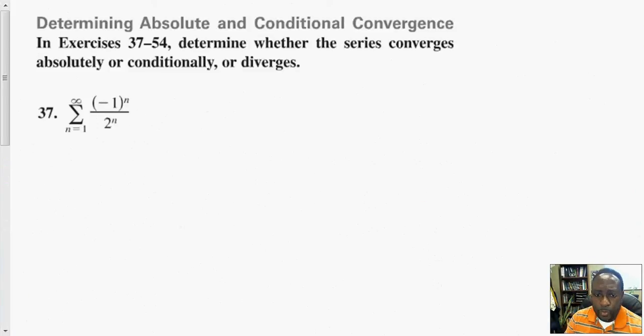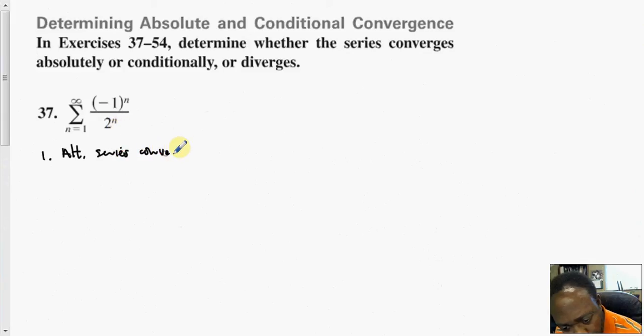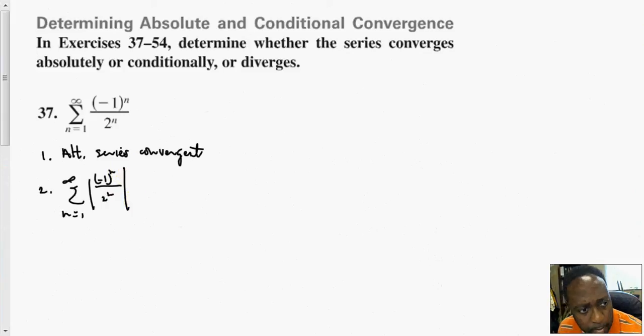Now for these problems, you want to determine not just is it convergent, but is it conditionally or absolutely convergent, or does it diverge? So this problem here is an alternating series. Is the alternating series convergent? So by itself it converges. Now take the absolute value, which is the summation as n goes from 1 to infinity of 1 over 2 to the n.